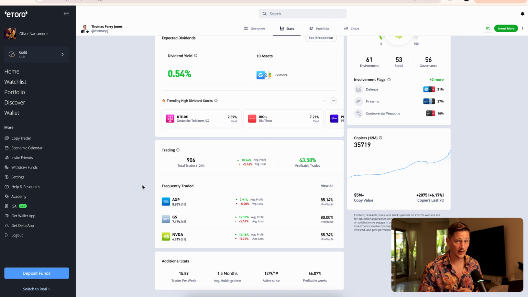Not enough people look out for this, okay? If you are going to copy someone, under here it says additional stats, and then it says average holding time. He has an average holding time of 1.5 months. This, I really think, is the golden egg in finding a good popular investor, because it means he's in and out of trades quite often.